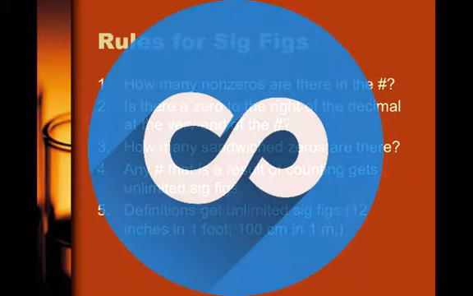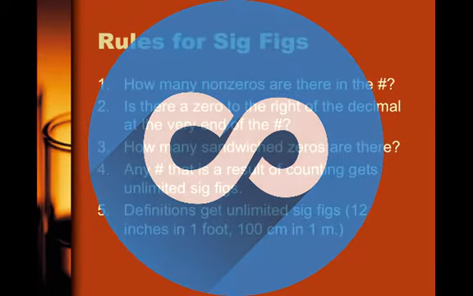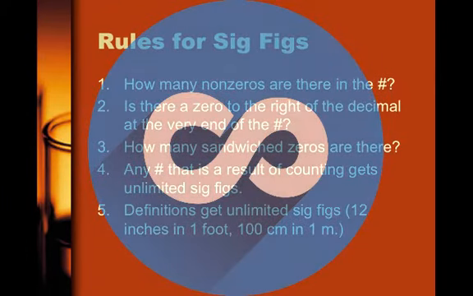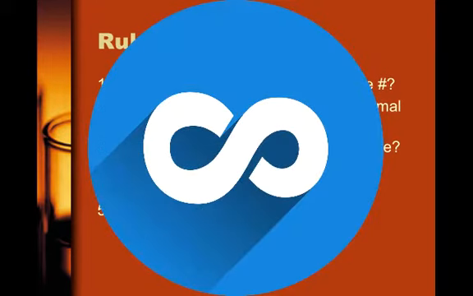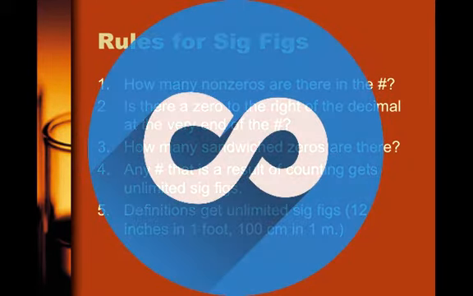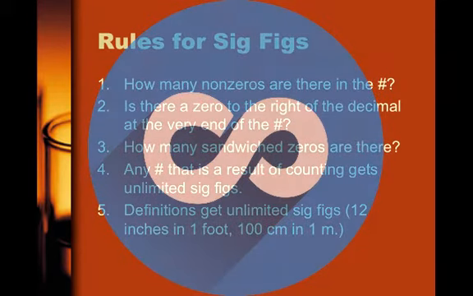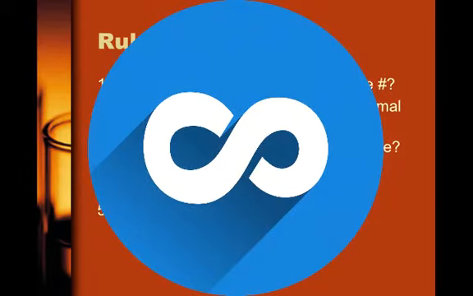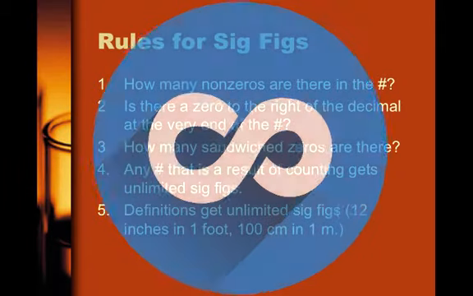Let's be honest, when you count something, you're going to be dead on in how many there are, right? Because it's not a measuring device where you take out a ruler and say, how many shoes do I have? You count them. Anything that's a definition, so 12 inches is a foot and those kinds of things, we say have unlimited sig figs as well.